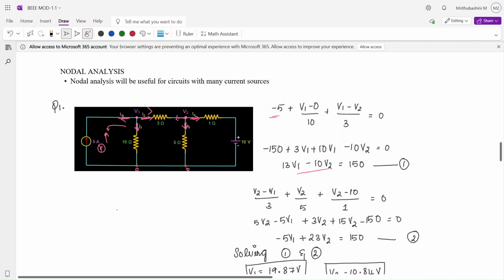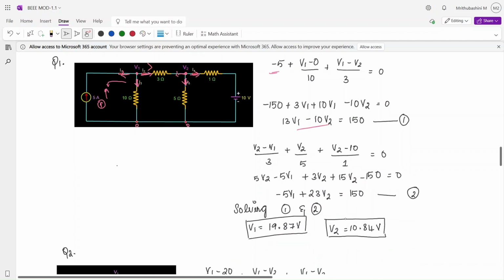When you're taking the second node here, similarly you will draw all the arrow marks outside the node. So this will be V2 minus V1 divided by 3, plus V2 minus 0 by 5, plus V2 minus 10 by 1. Solve this, you will get another equation. Solving these two equations in the calculator, you will get V1 and V2.